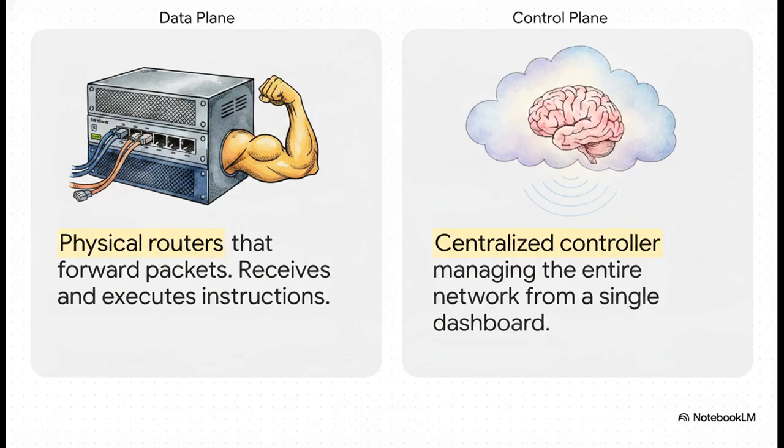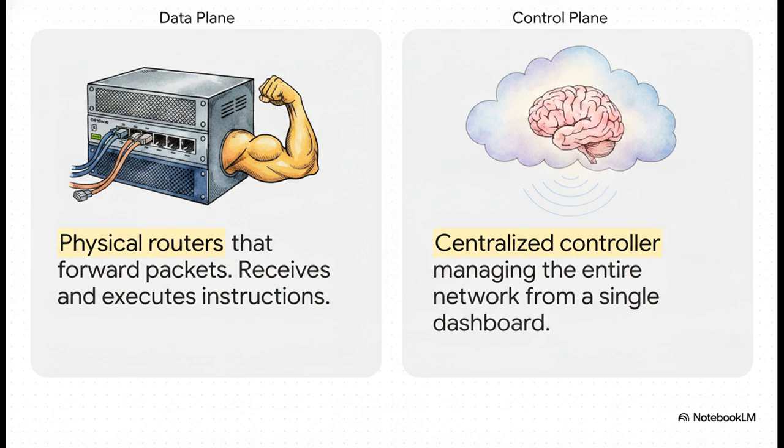Let's look at the data plane first. This is your physical layer, the brawn. These are the actual physical routers like a Cisco ISR or Catalyst 8000, sitting at a branch or data center. In an SD-WAN, they now do only one thing: forward packets. No built-in intelligence. They just receive instructions and execute them.